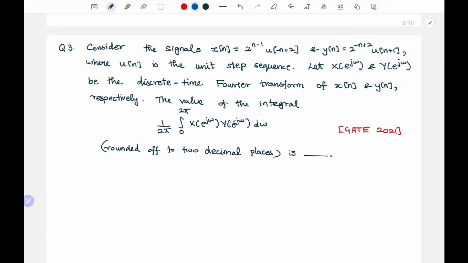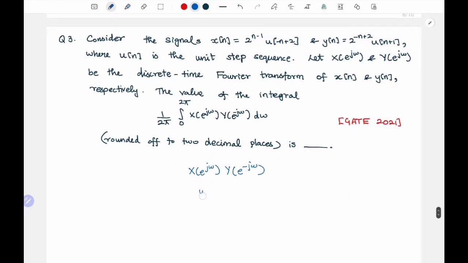So this is also somewhat related to the previous question. Here also you have the integral over a 2 pi range, but the signal given here is x of e power j omega into y of e power minus j omega.